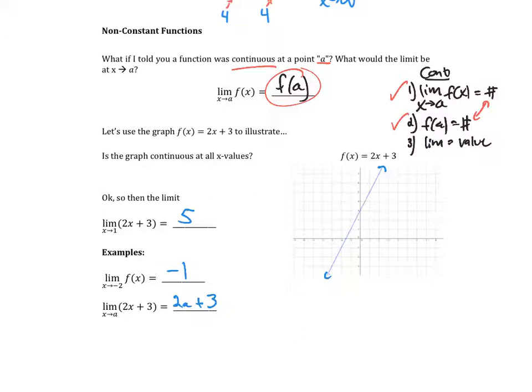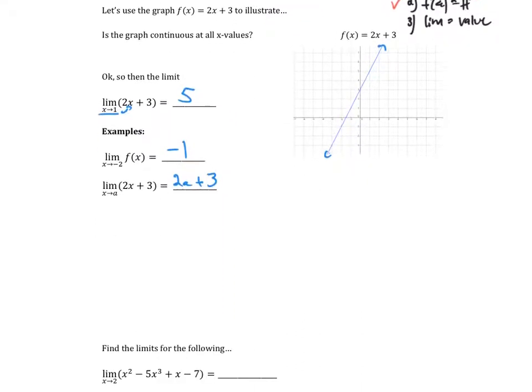Okay? All you have to actually do algebraically to find the limit is plug the x number in for x, and if you get an answer, that's your limit. It's that simple. Okay, it's that simple. So let's move on a little bit.